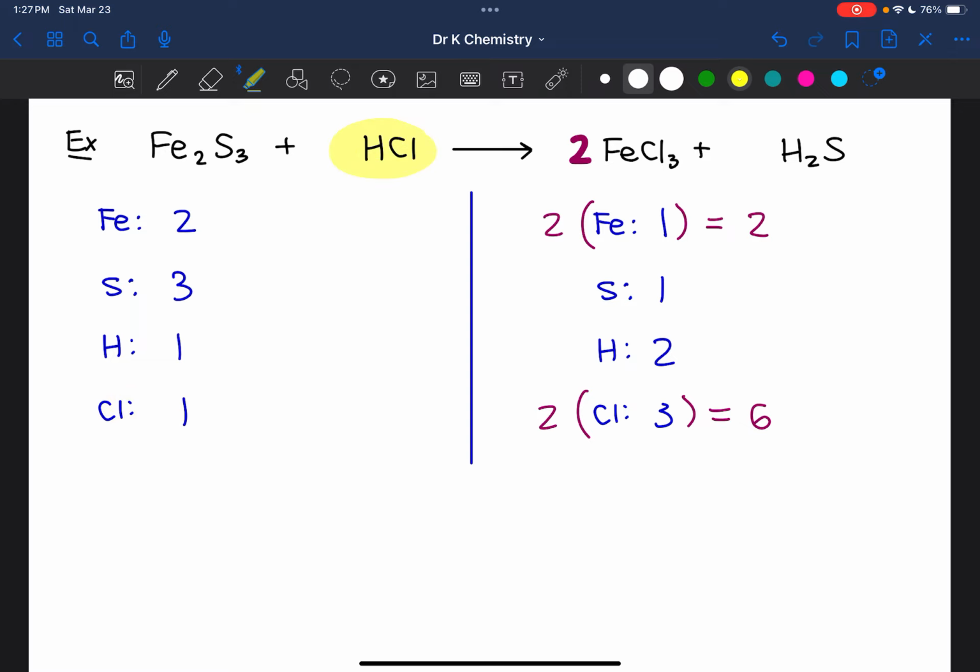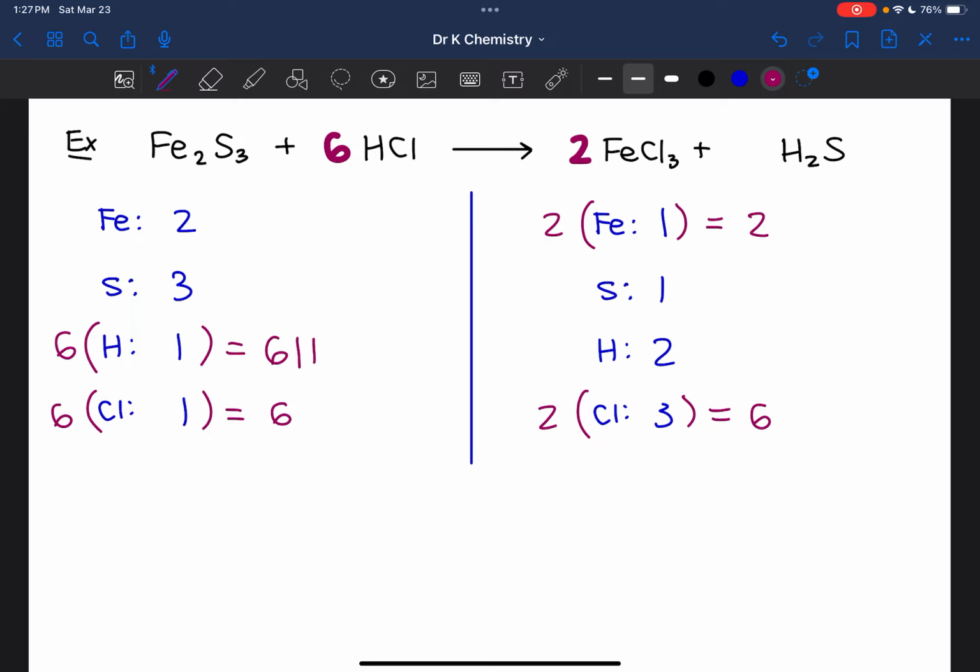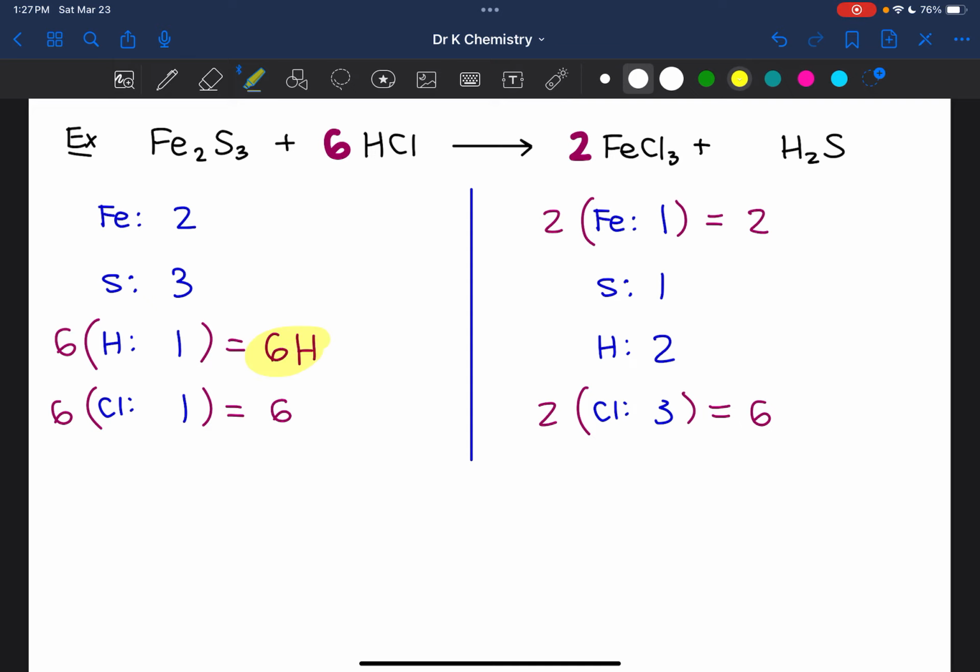So I'm going to multiply this entire formula by 6 to fix that. So that means the chloride gets multiplied by 6. The hydrogen gets multiplied by 6. So now we have 6 hydrogens on the left and only 2 on the right, which means we have to fix that. And the way that we're going to do that is by multiplying this formula by 3. So now the hydrogen gets multiplied by 3, which gives us 6 hydrogens. And the sulfur gets multiplied by 3, which gives us 3 sulfides.